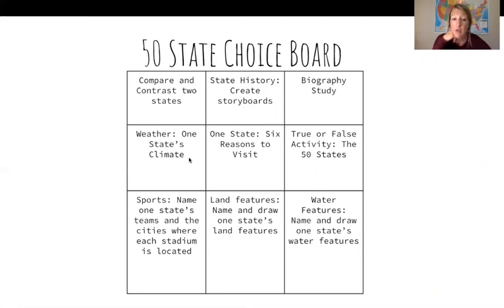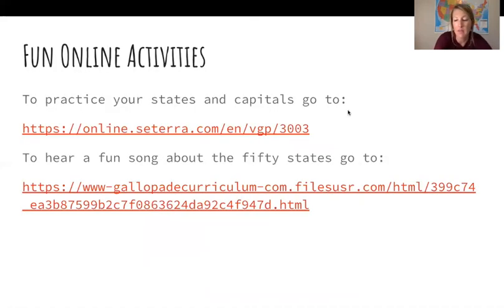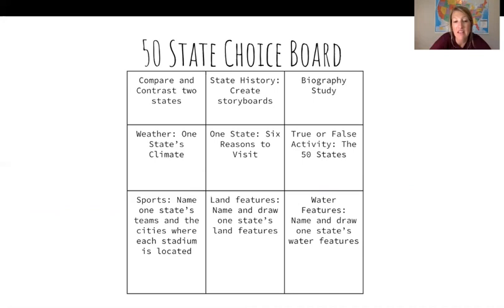The weather, so you could pick one state and tell me about their weather. You can have one state, 6 reasons to visit. So maybe that's a state that you really want to go to, and 6 reasons why you would want to visit that state, or what's intriguing about that state. You can make a true or false activity about the 50 states. That's a lot of fun to do. Sports, I like this one. The sport one, name one state's teams and the cities where each stadium is located. So some states have lots of stadiums and lots of teams. So that would be fun to research.